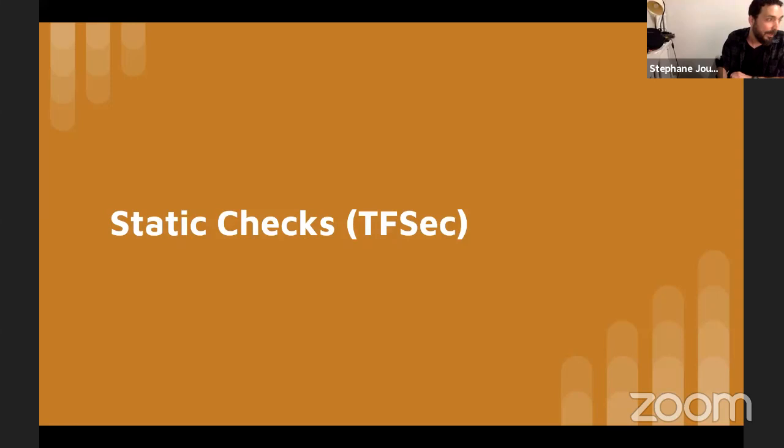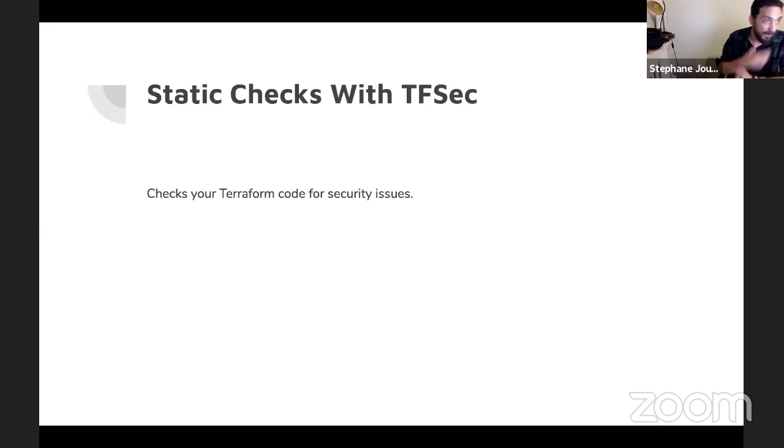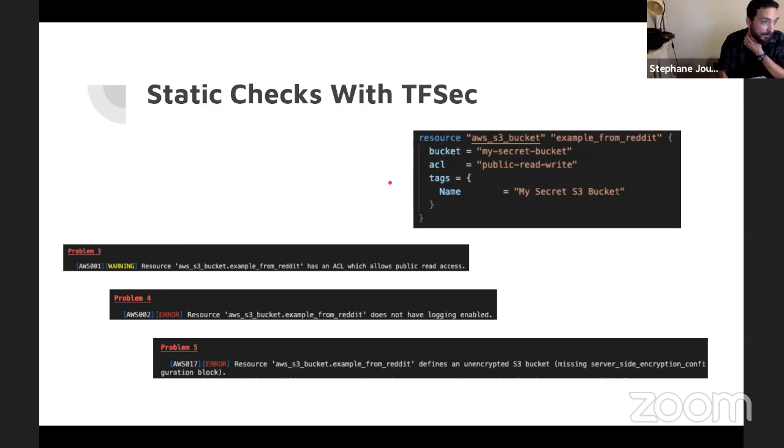The second tool I want to cover is TFSec. It's still static checks like TFLint, but the focus is more on security issues. There are different tools and different approaches for that kind of feature. There is Kube-score, there is Checkov, there are a lot of different tools that check things differently at different steps. I like this one because it's very early in the process. So probably you want to check for issues very early.